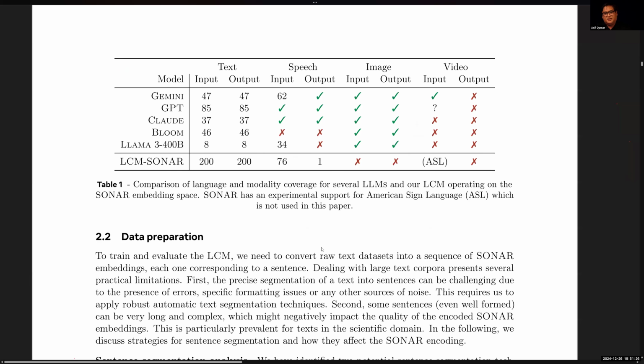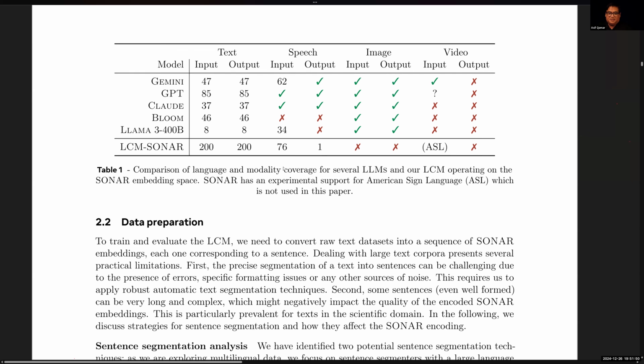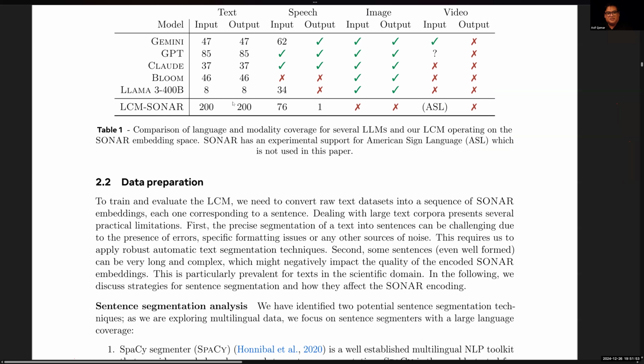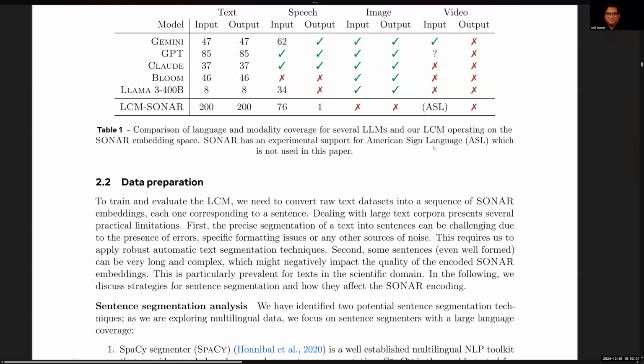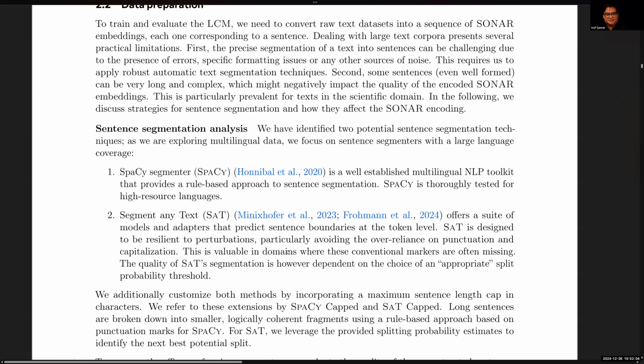By the way, at this moment they haven't done this work for images and videos. This paper has limited itself to only speech and text. But for speech, it deals with close to 200 languages for text, which is quite impressive, and 76 languages, I suppose, for speech. Output is in any of the 200 languages, and input is any of the 200 languages. They also mentioned that for vision, they have played with American Sign Language, but I didn't see any results pertaining to that.